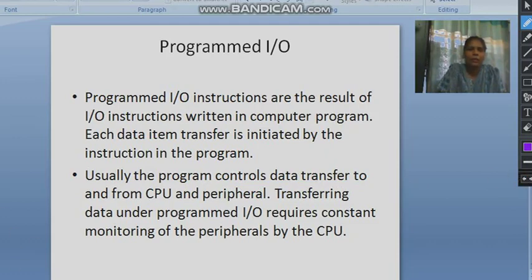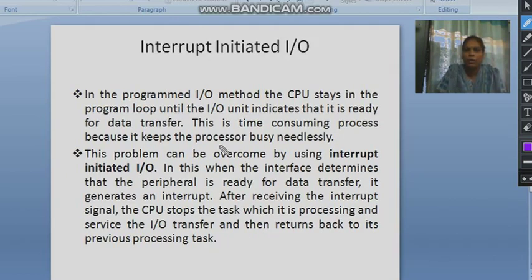The CPU has to wait in this mode of data transfer, because there is a very large speed gap between input output devices and the CPU. So the CPU has to wait. This is the drawback of this mode. For avoiding that drawback, here is another mode, the interrupt initiated IO.